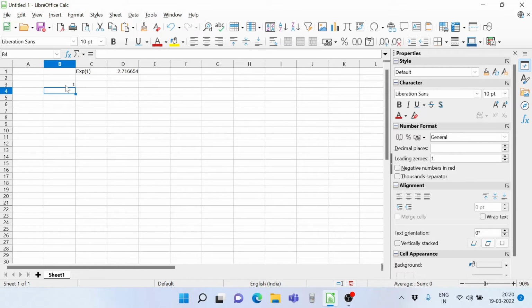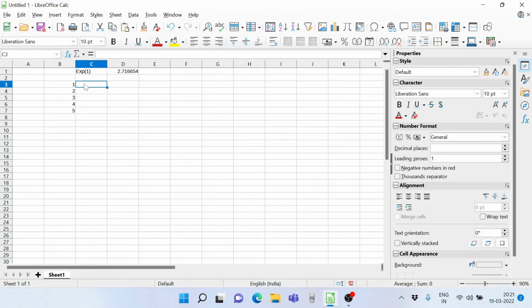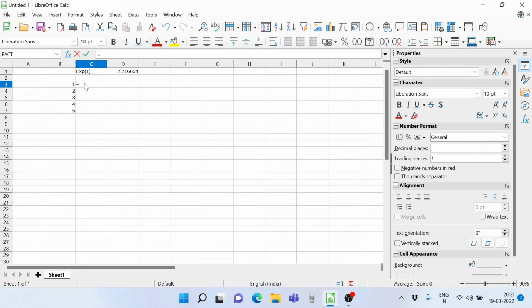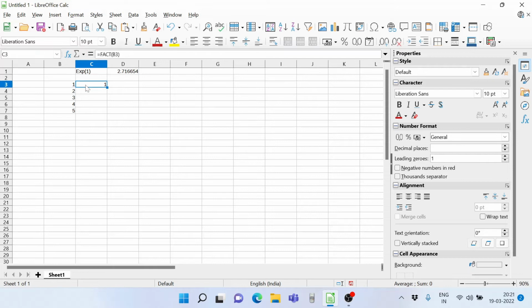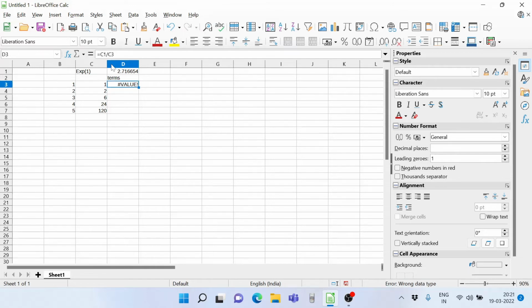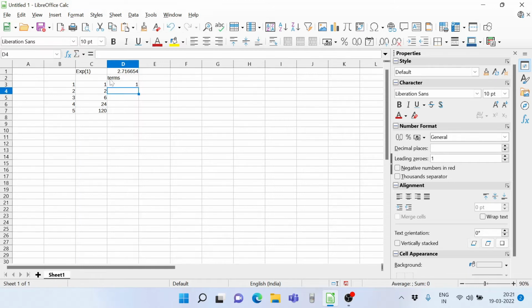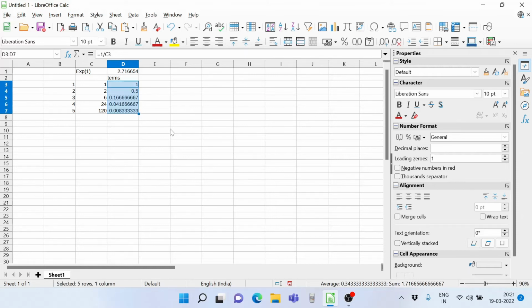So let's write the terms first. 1, 2, 3, 4, 5. So in the first term we have 1, in the second term we have 1 over 1 factorial. So let us calculate the factorials of these numbers. Now the terms are, the first term is nothing but 1 divided by 1 factorial. That's it. And similarly, we calculate all the terms.